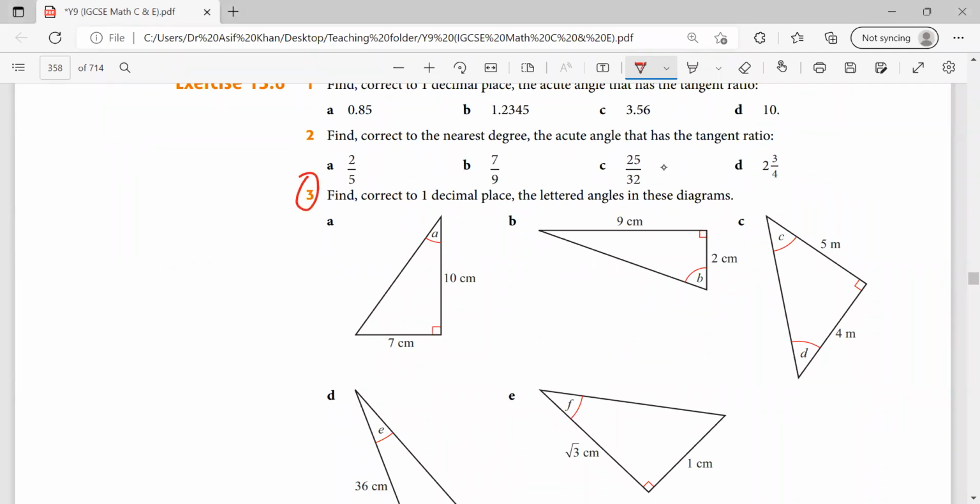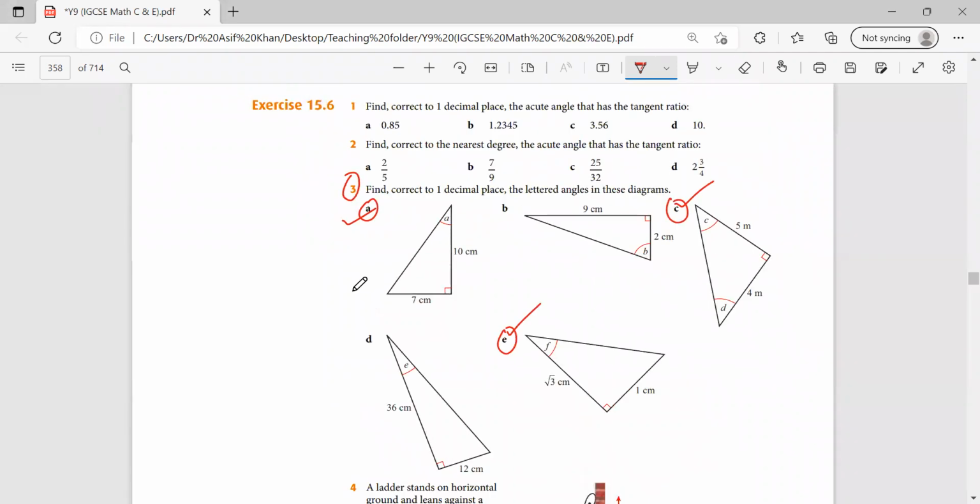Maintain a proper copy, my dear. Don't write randomly everywhere in different books. Then it will help you out as well. In question 3, parts A, C, E, note down. That's why from the beginning I said maintain the copy properly with exercise number and questions. It will help you out when you revise.